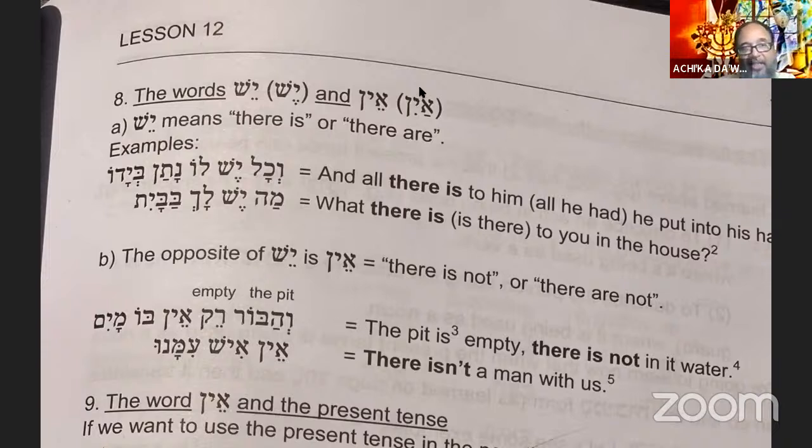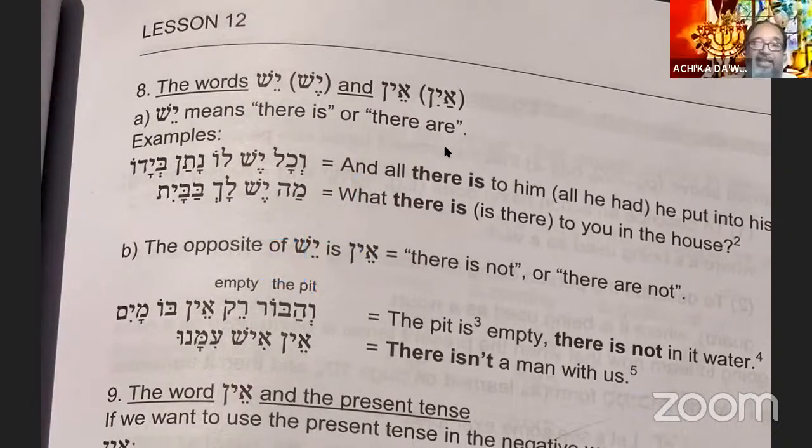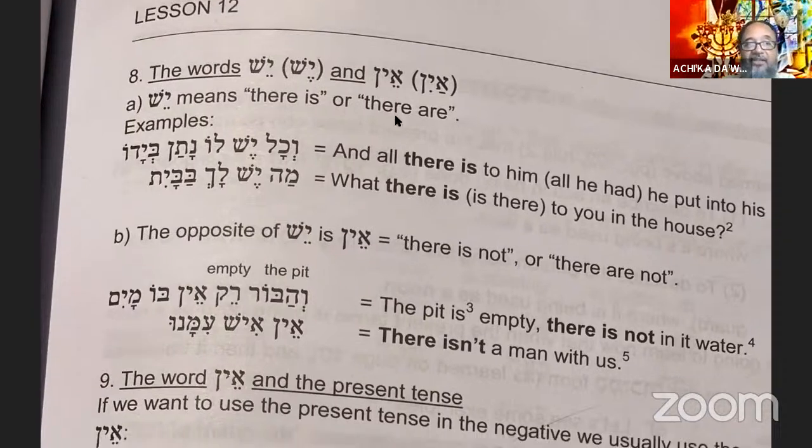And so here they're going to tell us about another word. There's an opposite of the word yesh. Okay. And it is what? What's this? Ain. Ain. Okay. There is not. That's what it means. So yesh is there is, and ain is there is not, or there are not. So it can mean either one of those two.